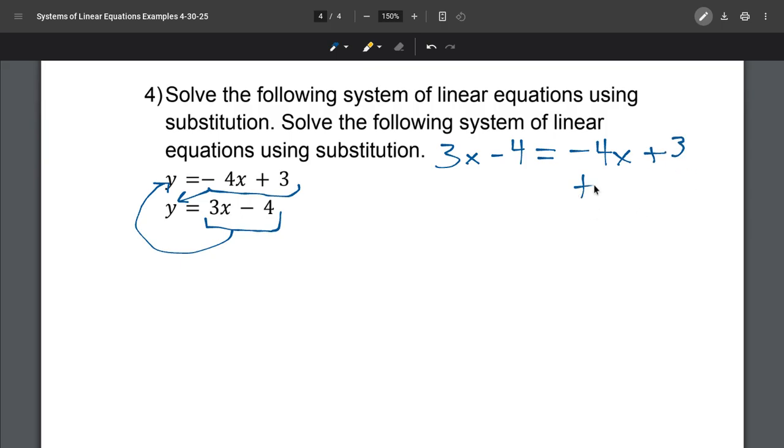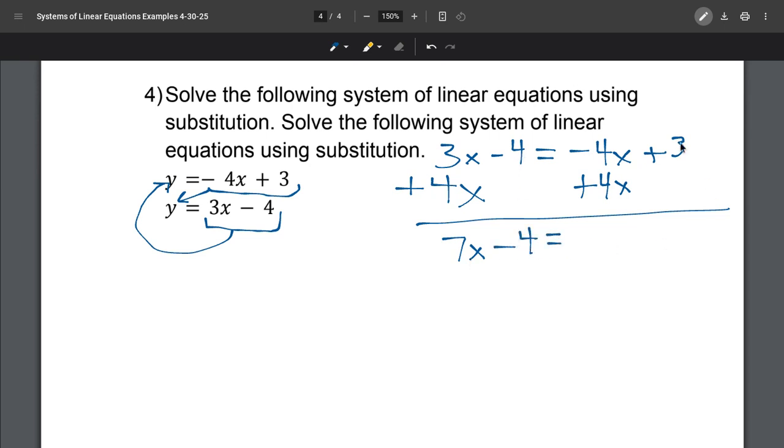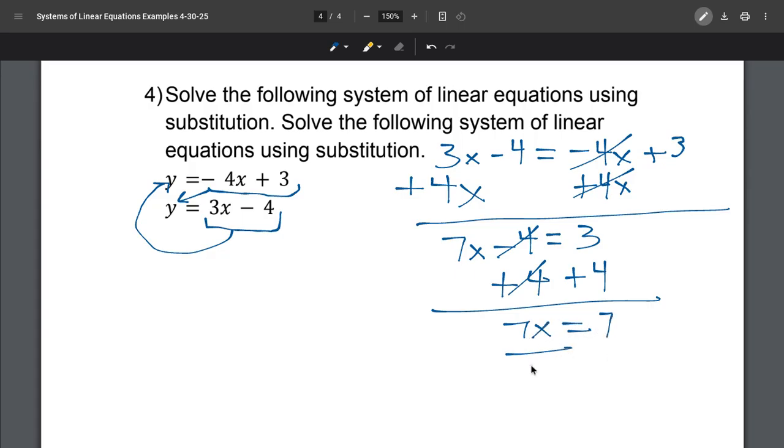Okay, I'm going to add 4x because, again, I want to be positive about my x's. So we're going to add 4x. So we get 7x minus 4 equals, these will cross out, and will equal 3. We're going to add 4 to both sides. These will cancel out. We'll get 7x equals 7. So divide both sides by 7. And 7 divided by 7 is 1, so x equals 1.